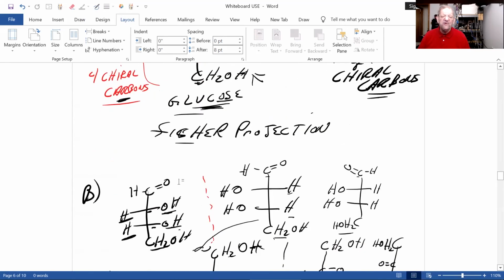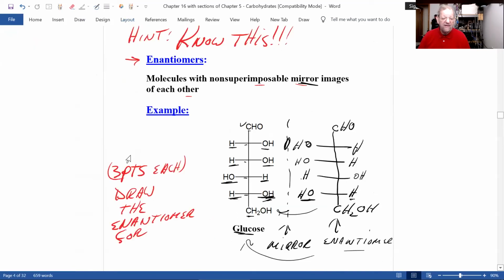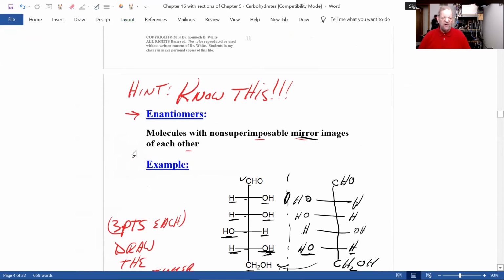So that's how you draw the enantiomer. And remember, you should know this. I'll never ask on a test, what is an enantiomer? It is a molecule with a non-superimposable mirror image, but I will ask you to draw it. And how do you draw the enantiomer? You draw the mirror image.